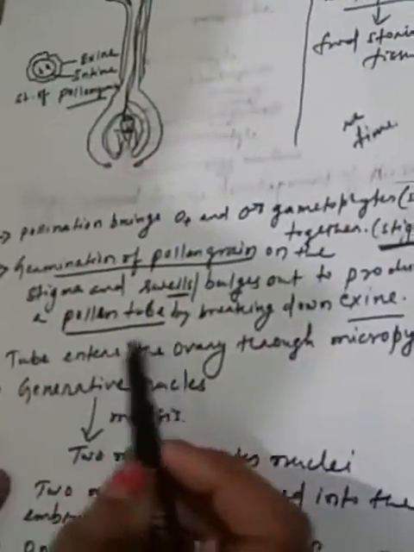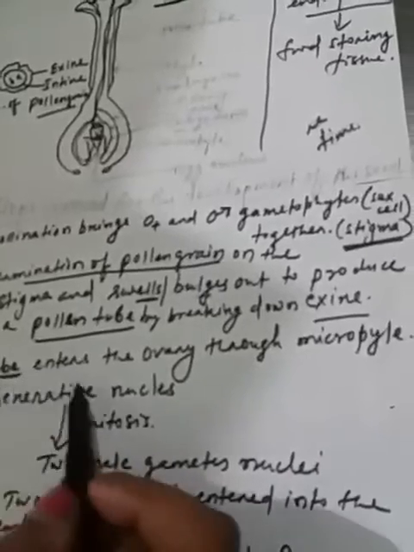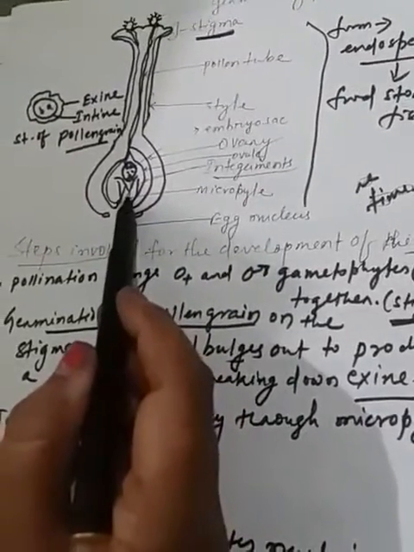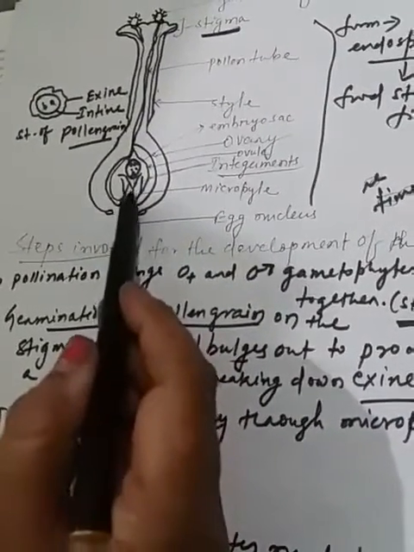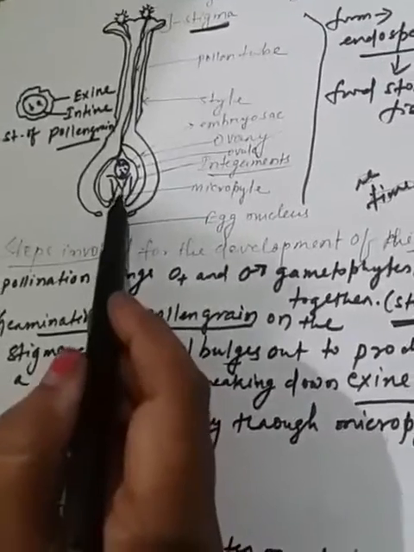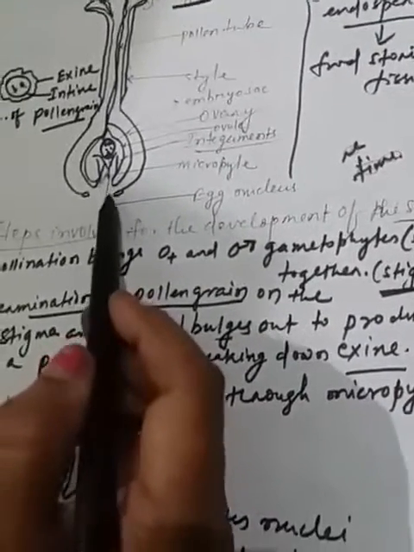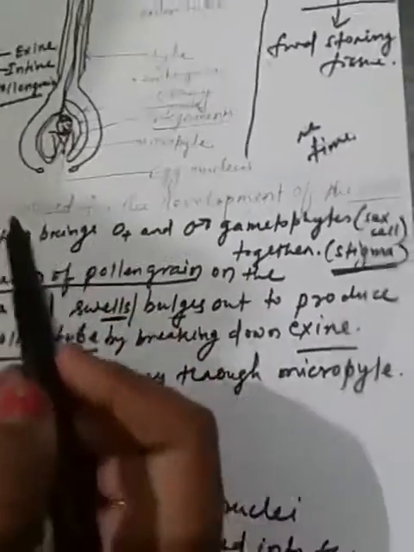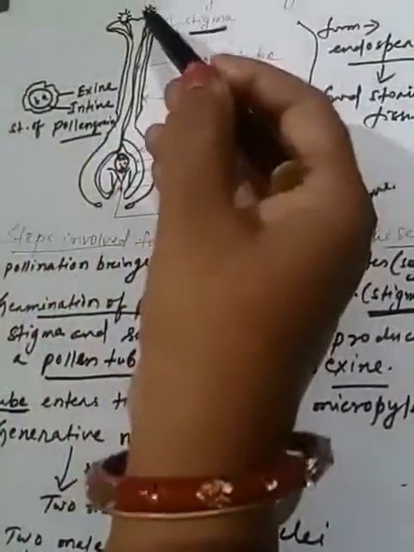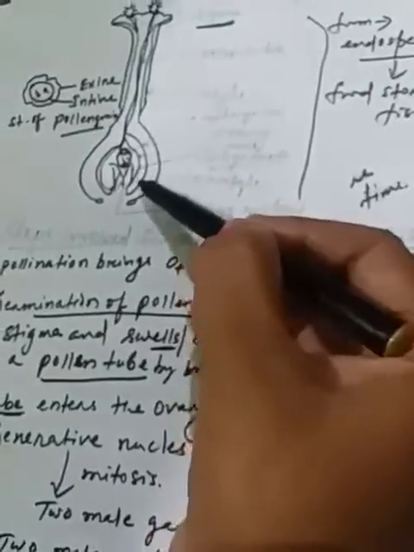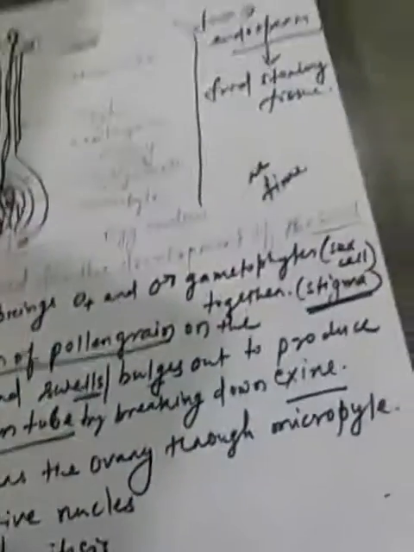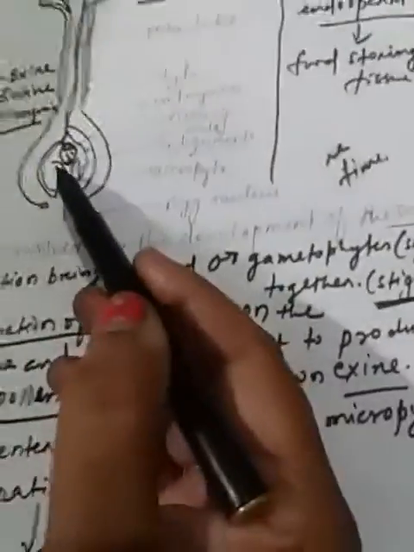After the formation of the pollen tube, this tube enters the ovary through the micropyle. So this is the micropyle. This part is the micropyle, which means the hole or pore-like structure present at the base of the embryonic sac.